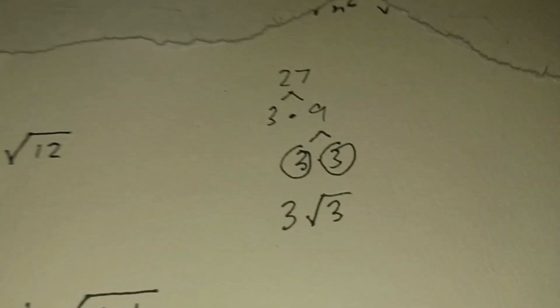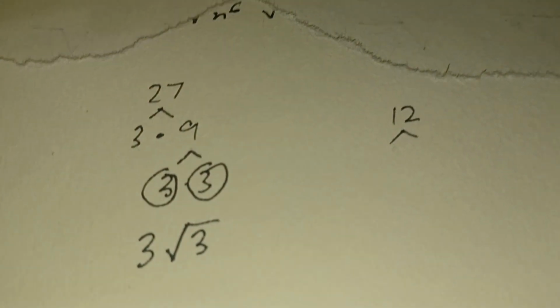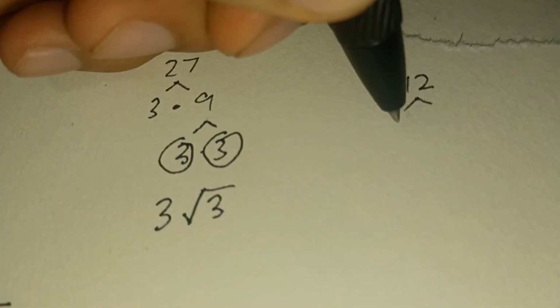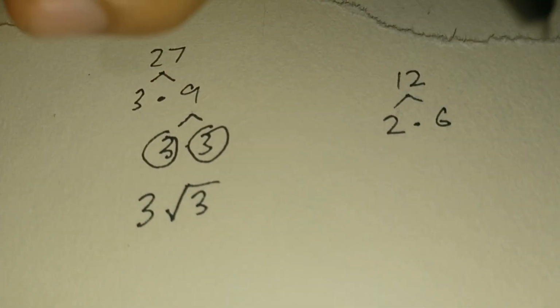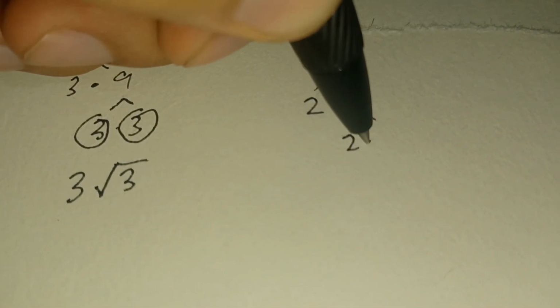Let's go on to this one, the square root of 12. What two values multiplied will give us 12? We have 2, and then we have a 6. But we can continue simplifying the number 6: 2 times 3.